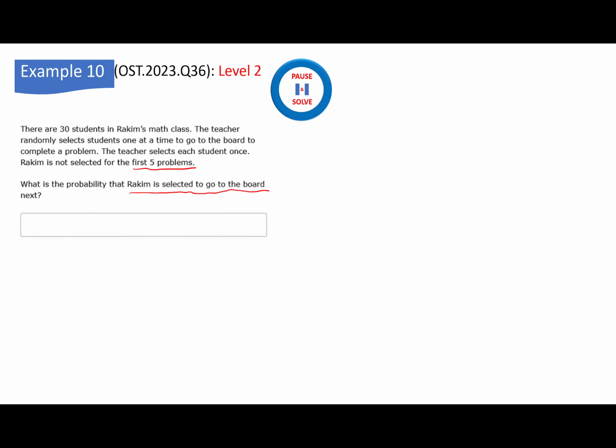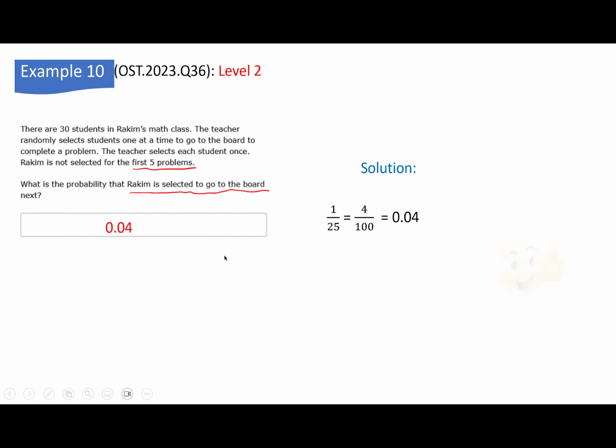So how many students left? 25. And he is one of the 25. So 1 over 25 is the probability, which is 4 over 100. That's 0.04. It's a number between 0 and 1, okay?